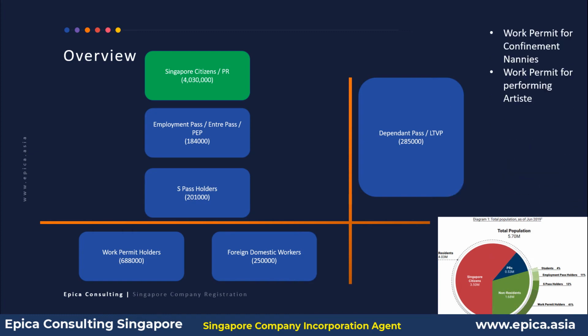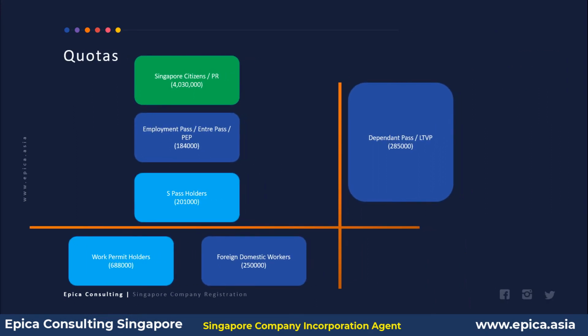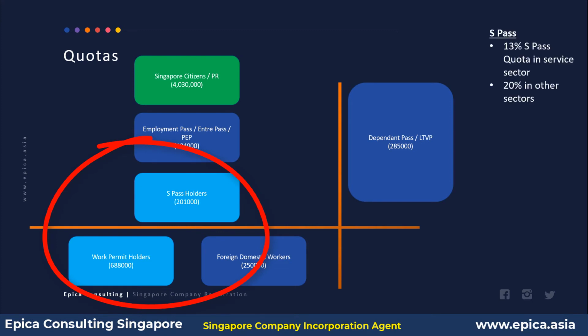In addition to this, there are two types of work permits, which is work permit for confinement nannies and work permit for performing artists. However, their number is very small, therefore I have not taken that into this main visas overview. Moving on to the next slide. For these S pass and work permit holders, which I have highlighted in light blue color, quotas are applicable. So the quota for S pass is 13% of S pass can be employed in service sector of the total manpower and 20% in other sectors.